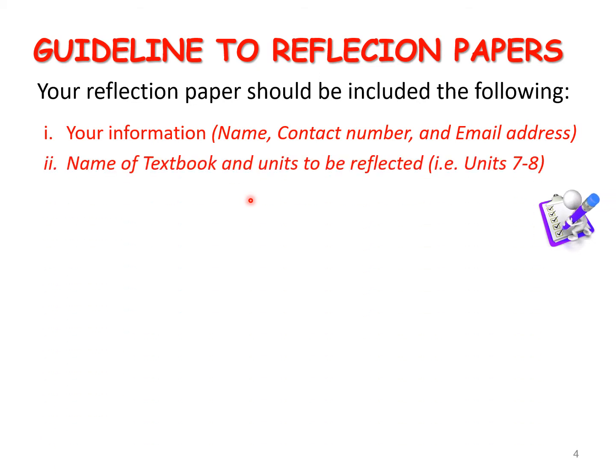And the name of the textbook, and the units you need to reflect on. For example, for the first reflection paper, which is unit 7 to unit 8, just mention it somewhere. This one should be at the top of your reflection paper somewhere. It's okay. This one is not part of the paragraph writing, right?